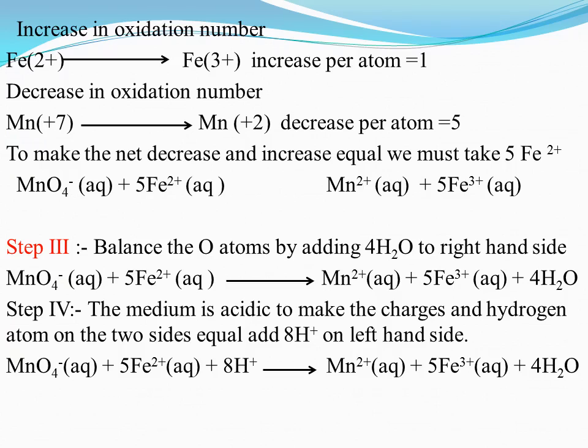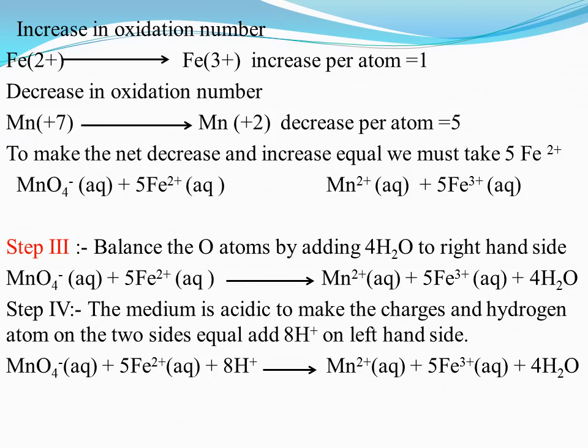Increase in oxidation number. In the half reaction, Fe2+ gives Fe3+. The increase per atom is equal to 1. Decrease in oxidation number. See the half reaction, Mn +7 gives Mn +2. Decrease per atom is equal to 5. To make the net decrease and increase equal, we must take 5 Fe2+. So the reaction becomes MnO4- + 5 Fe2+ gives Mn2+ + 5 Fe3+.